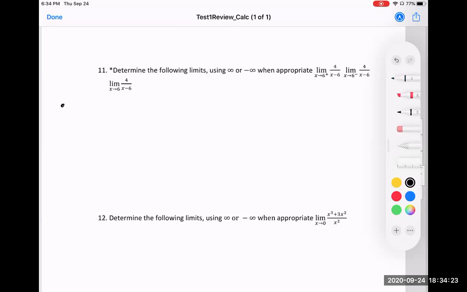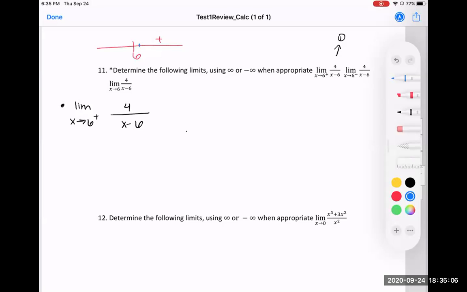All right, so let's do each one separately. Let's do that first one. So I have the limit as x is approaching 6 from the right of 4 over x minus 6. For this problem, we see we can't factor, and we're trying to apply the limit from one direction. Okay, so if x is coming from the right, I always think of a number line. If it's coming from the right, think of a number that would be slightly bigger to give you an idea of what's happening.